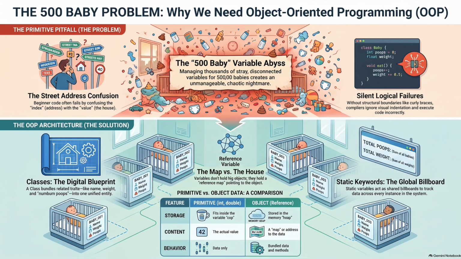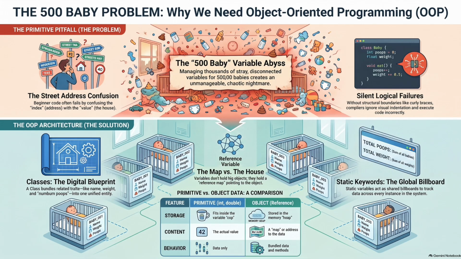Right. OOP groups those loose variables together into a single object. And we do that by creating a blueprint, which Java calls a class. So the lecturer builds this Baby class, and I love the exact attributes they list. I have a String for name, a boolean for isMale, a double for weight, another double for decibels to track how loud they cry, naturally. Naturally. And crucially, an int for numPoops.